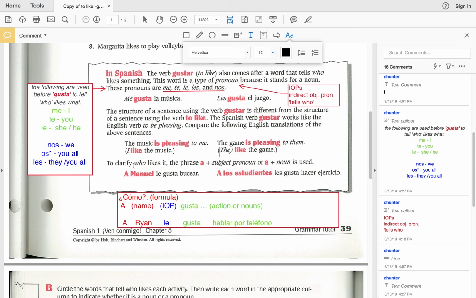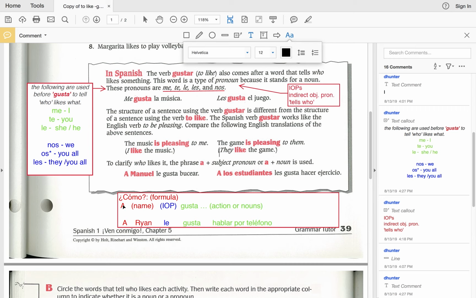One final thing to clarify. You might see a Manuel or a los estudiantes or a mí, right? There are a lot of ways to clarify more and more who you're talking about, and one way is using this formula below. It says to clarify who likes it, a phrase a plus the subject pronoun or a plus a noun can be used.